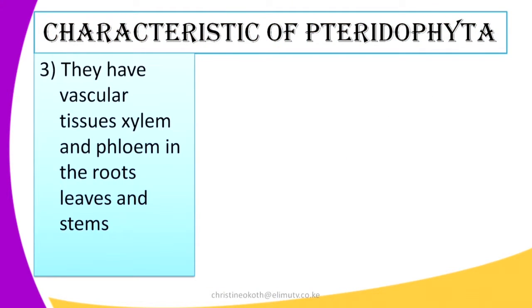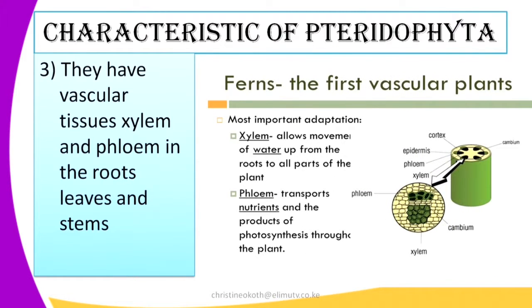The third characteristic of Pteridophyta is that they have vascular tissues, that is the xylem, which is responsible for the transport of water, and the phloem, which is responsible for the transport of mineral salts. They have these two vessels, which is why we call them vascular plants. So the fern is an example in this division.